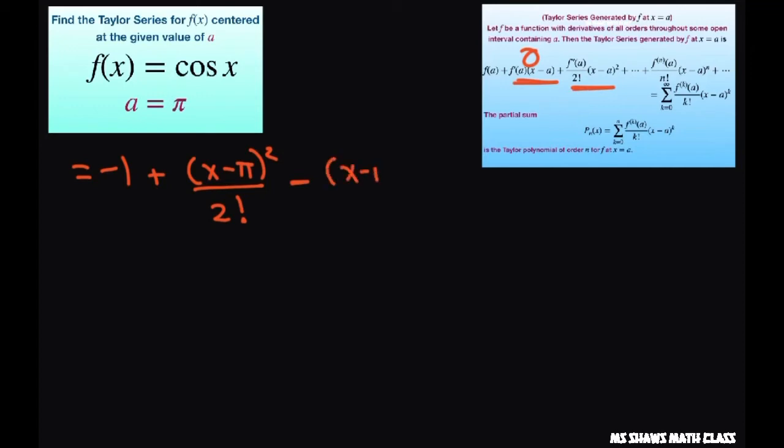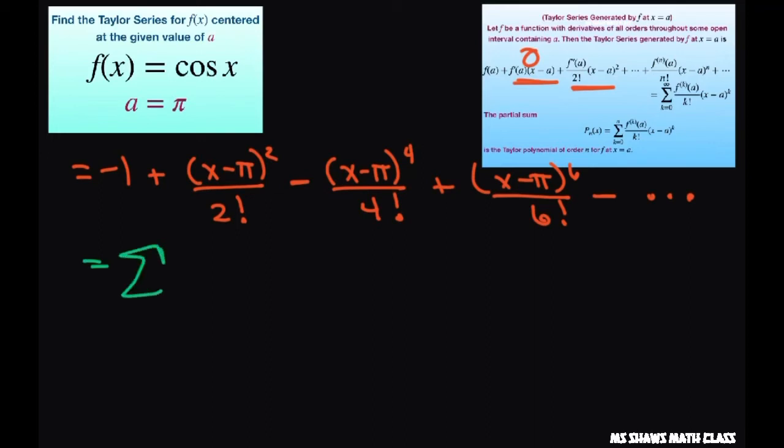And then we're going to skip a term because of the 0. We have x minus pi to the power of 4 divided by 4 factorial, plus x minus pi to the power of 6 divided by 6 factorial. Then it's going to be minus, and then dot, dot, dot. So let's write this as a sum to infinity. So n equals 0 to infinity, and we have -1 to the power of n plus 1, because we're skipping a little bit here. Our first term is -1.